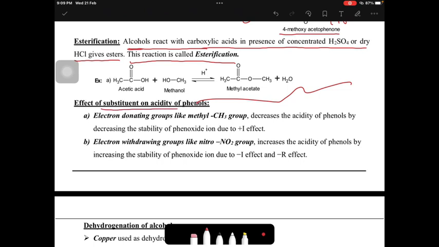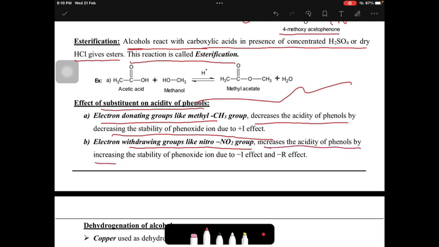Effect of substitution on acidity of phenols. An electron donating group like the methyl group decreases the acidity of phenols by decreasing the stability of the phenoxide ion due to the +I effect. An electron withdrawing group like the NO2 group increases the acidity of phenols by increasing the stability of the phenoxide ion due to the -I effect and -R effect.